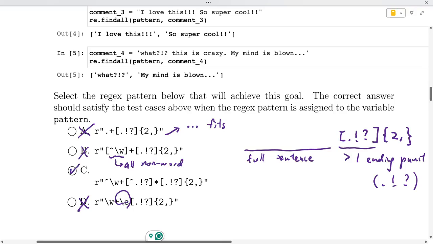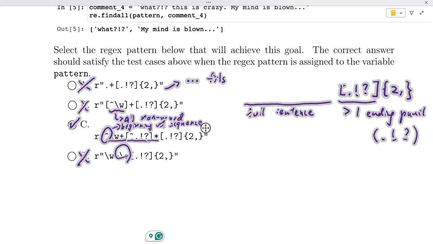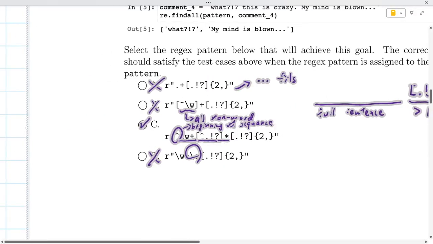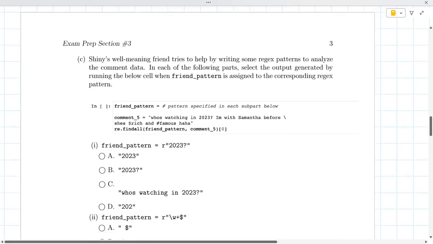First of all, this caret, when used outside a character class, means beginning of sequence. So we're saying that the sentence must begin with one or more word characters, and then you can use characters that are not period, exclamation, or question mark for however many times you want because they don't end the sentence. And then at last, you can do the more than 2 punctuation that we have here, and that seems like it's going to fit our criteria. Okay, so this subpart is okay for option C.